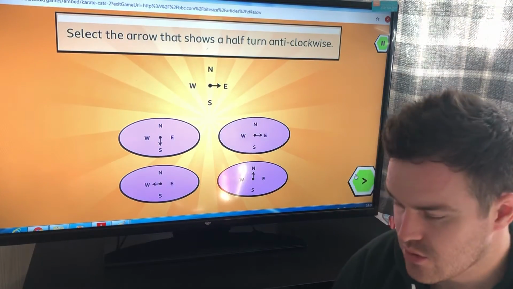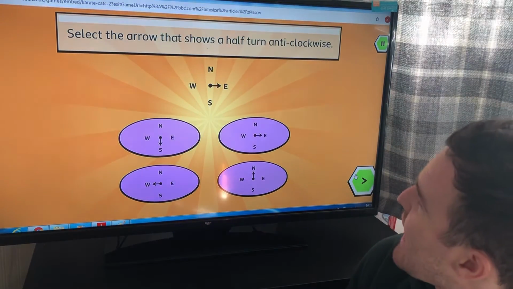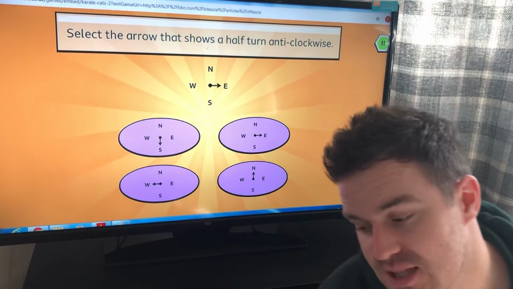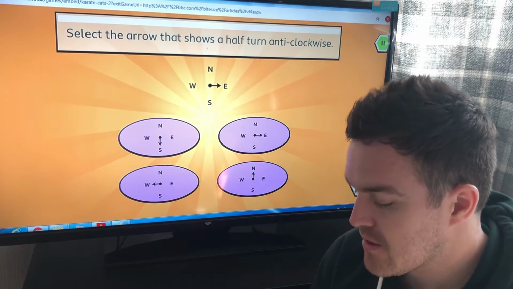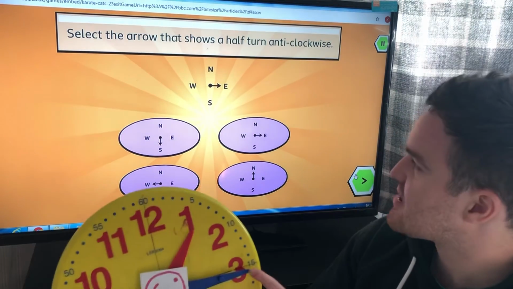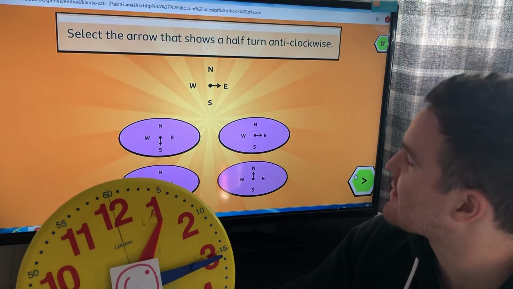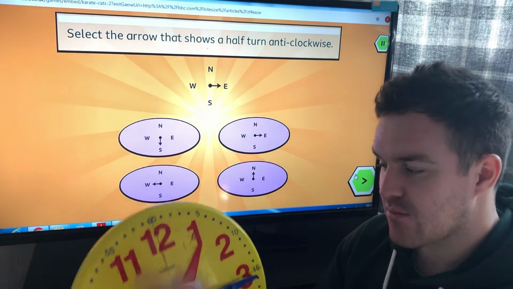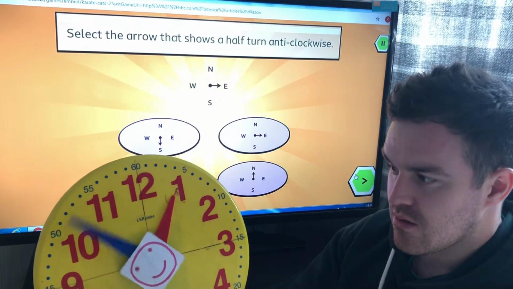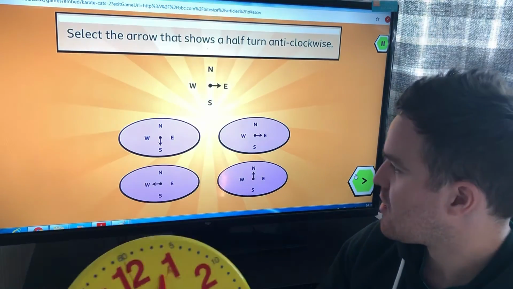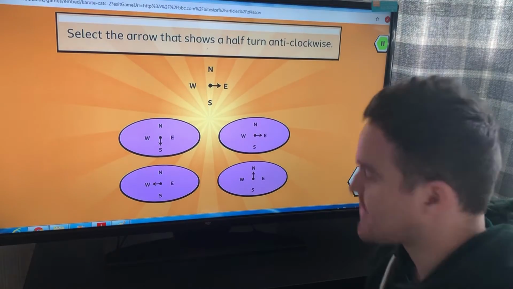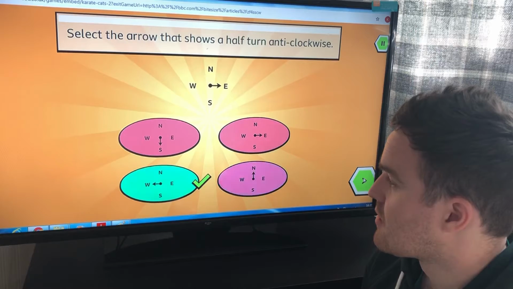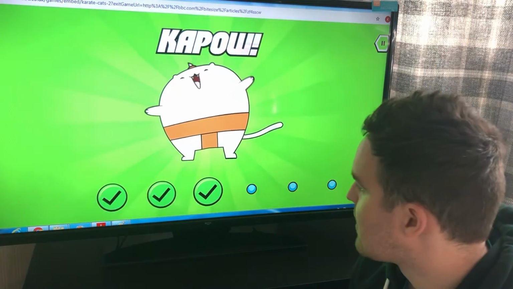Ooh, this is a tricky one. Select the arrow that shows a half turn anti-clockwise from here though. So you might need your little clock from last week for this one, or whatever you were using, your little man or something. So I've got my hand, it's at this one. I want to do a half turn anti-clockwise. So I want to face the opposite way. Remember, anti-clockwise is backwards, so I'm going to face opposite. I should be facing there. So which arrow's facing there? Yeah, west it should be. West. Fingers crossed we're right. Yes, we are. We've done well so far, haven't we?